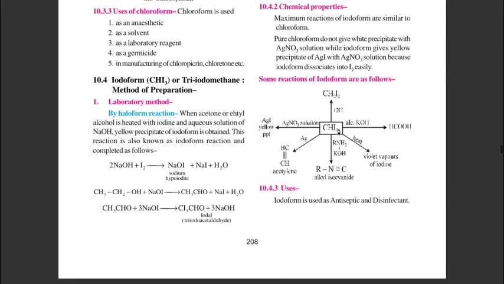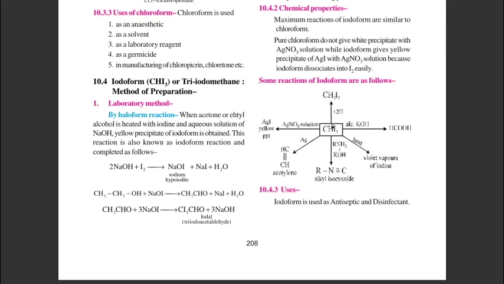Let us discuss its chemical reactions. When iodoform undergoes reduction, then we get diiodomethane. Upon hydrolysis with alcoholic KOH, it gives formic acid. When it is heated, it gives violet vapor of iodine. So it is a test of iodoform also.